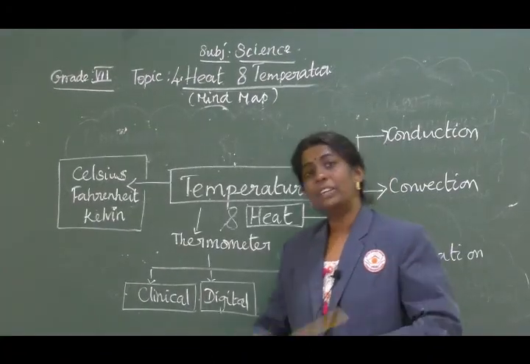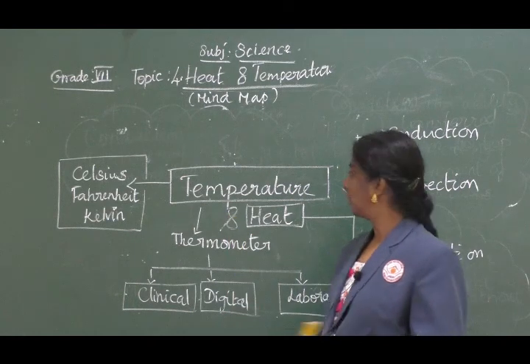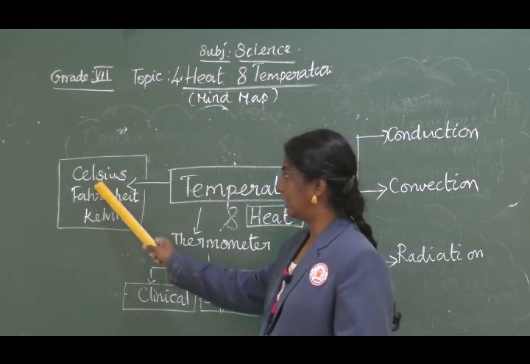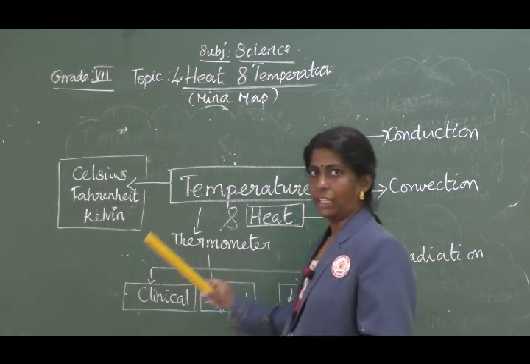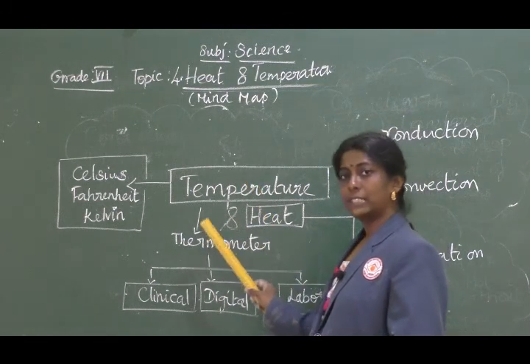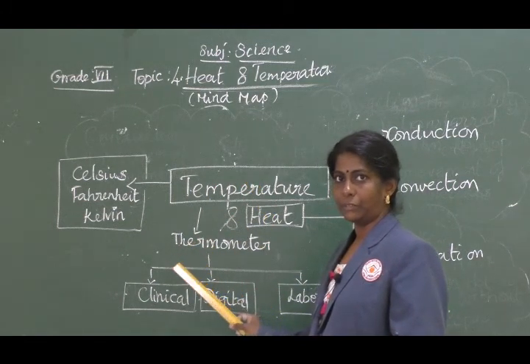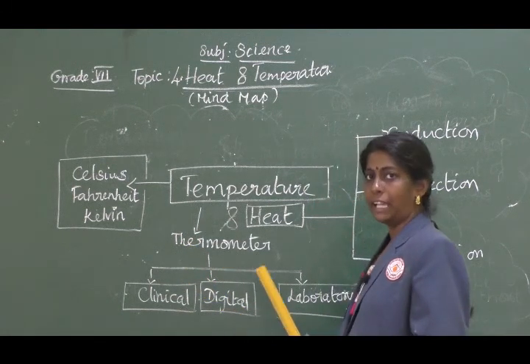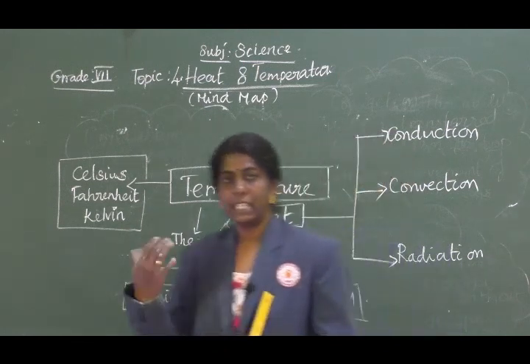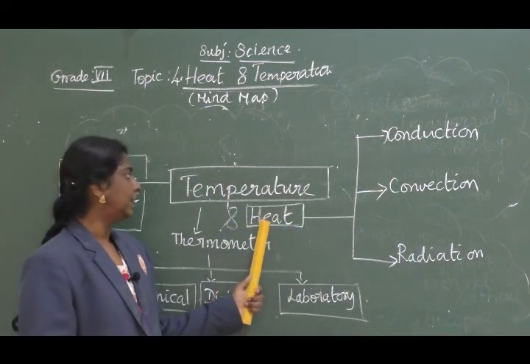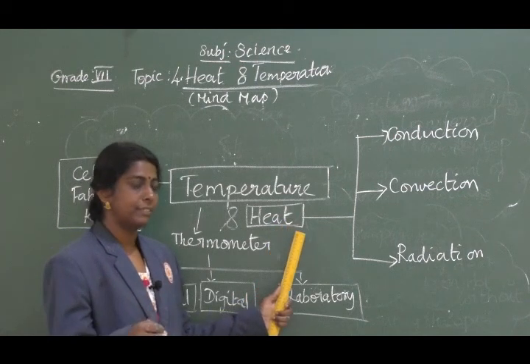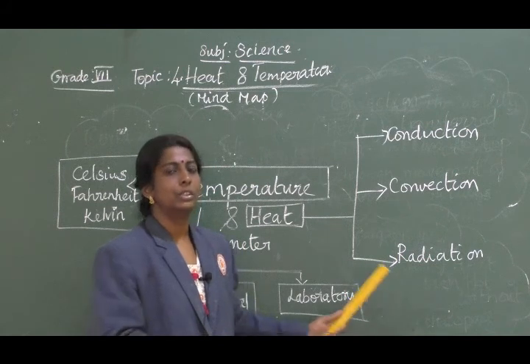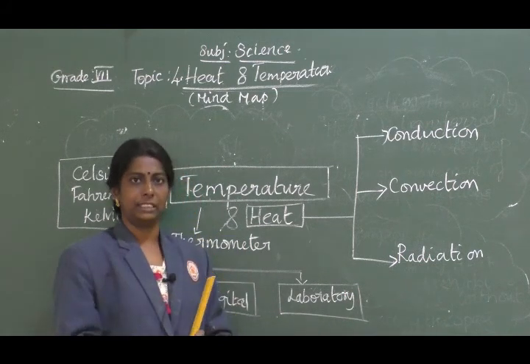Now let me have an overall look at the mind map. For temperature, we have 3 different units: Celsius, Fahrenheit and Kelvin. To measure the temperature, we use a device called a thermometer. There are 3 different kinds of thermometer: clinical, digital and laboratory. Clear? And the second part of the chapter is heat. There are 3 methods of heat transfer: conduction, convection and radiation. We are going to learn about this in detail.